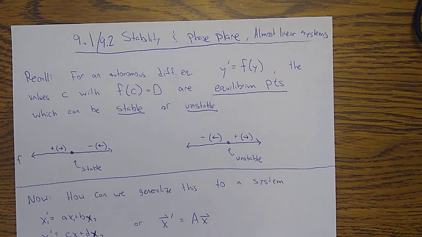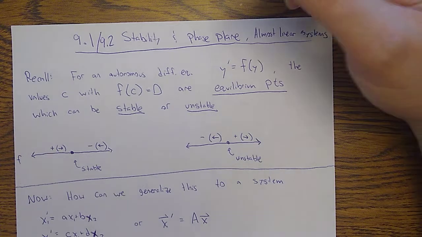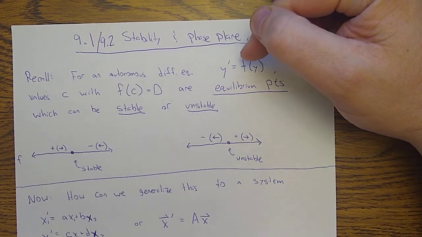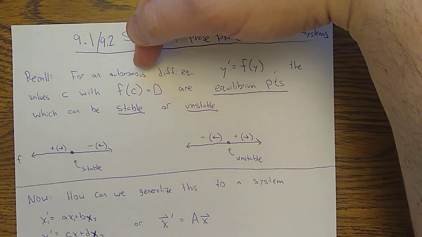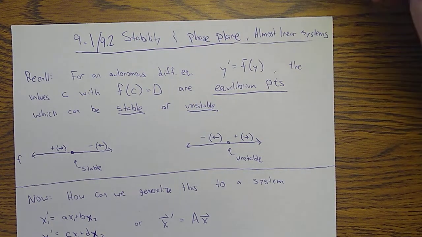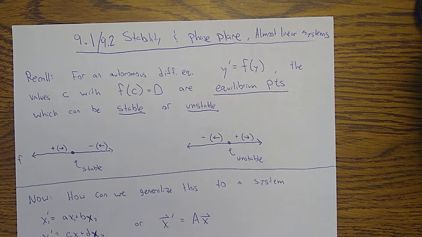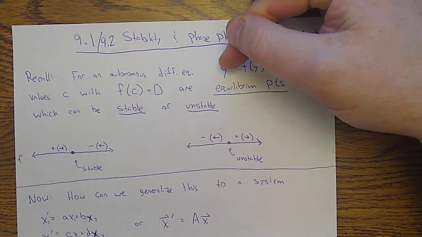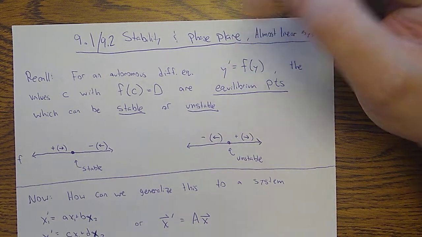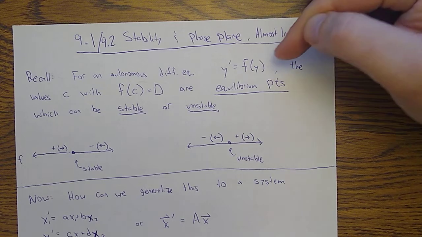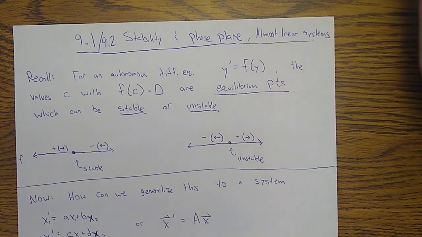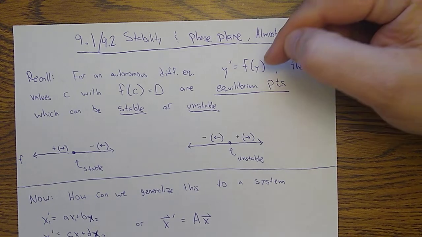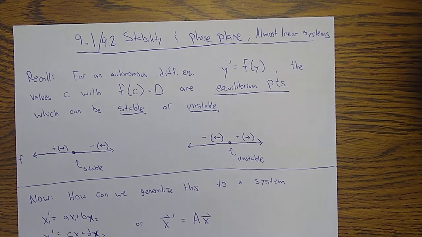So let me ask you to recall, for a differential equation, y prime equals f of y, and I call this an autonomous differential equation. It's autonomous in the sense that the derivative of y is expressed only in terms of y. We don't see whatever the other variable is here, whether it's x or t or whatever. Y prime is just a function of y.